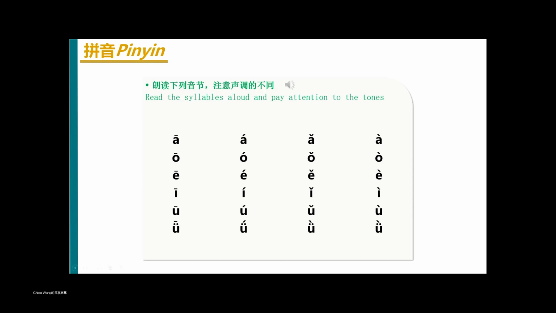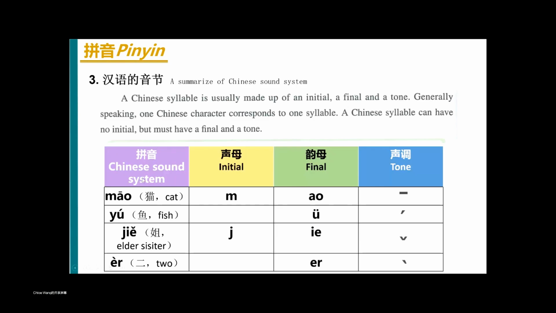No matter which tone we are using, all the tones are written on the top of the Yun mu. So for the whole Chinese sound system, we call it Pinyin, right? And we can also call it a Chinese syllable, which has the same meaning here. And a Chinese syllable is usually made up of an initial, Sheng mu, a final, Yun mu, and a tone, Sheng diao.